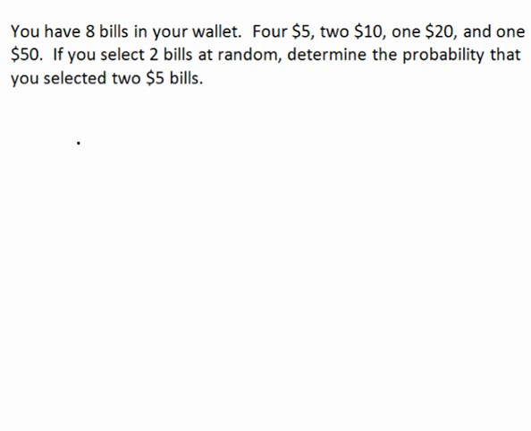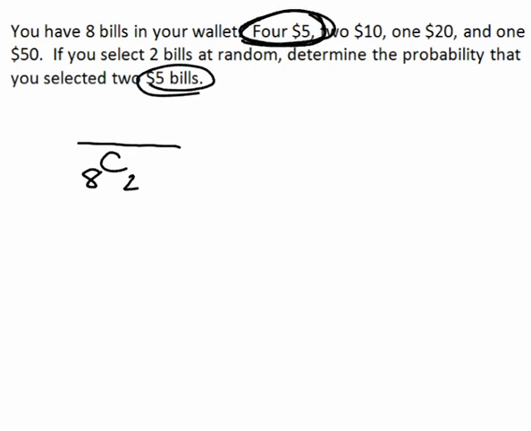Okay. Well, let's think about this. We have 8 total bills in our wallet, and we're going to pick out 2 of them. The order doesn't matter, so 8C2. That represents the total possible ways you could select 2 of them. Any two. Now, we want the probability of selecting two $5 bills. So when I look up at this, I can see I have four fives in my billfold, in my wallet. So I have four of those.